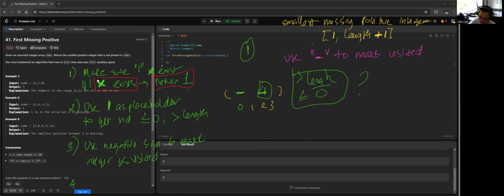And the last step, we iterate from 1 to the length, and then we return the first positive integer in our array, because the positive integer is the integer that hasn't been visited.